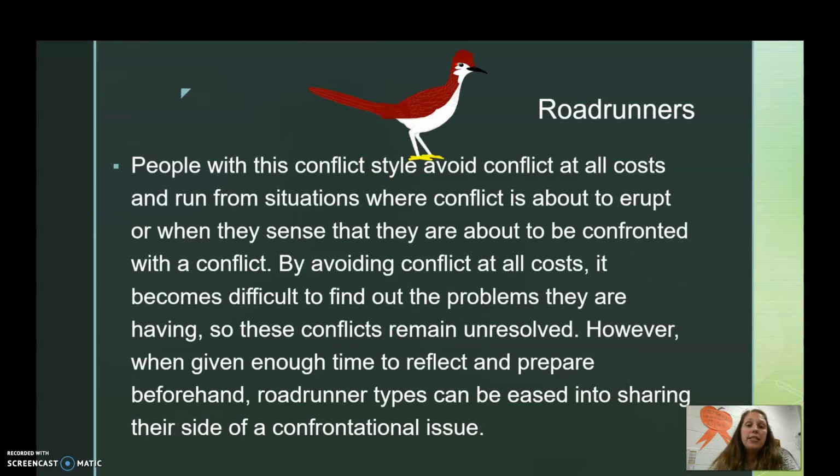Next, we have roadrunners, and these are people that just run away from conflict. They don't like it. So when conflict erupts, or when they're about to be confronted, or when they just think that a situation is going to erupt in conflict, they leave. This makes it very difficult to resolve their problems. But if you give a roadrunner enough time to reflect and to prepare, sometimes they can be eased into the idea of being able to share what they feel, but they're going to be non-confrontational, right? These are people that if you come at them hard are just going to go the other direction.